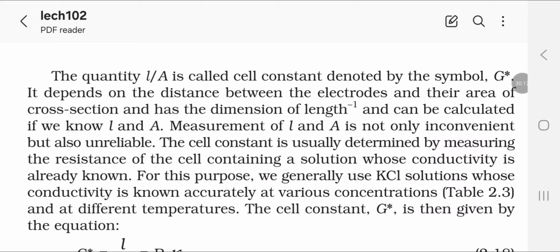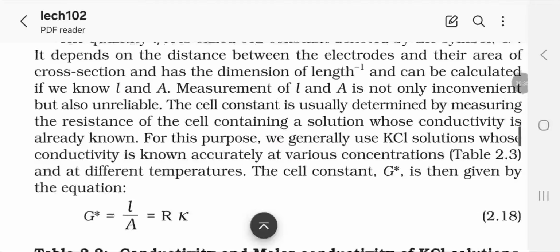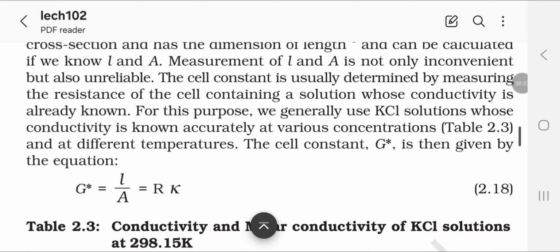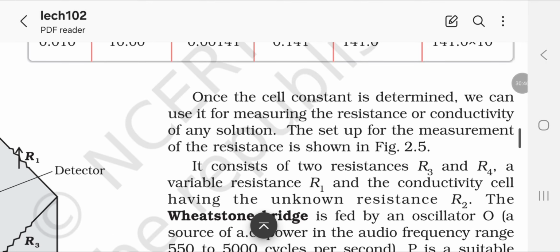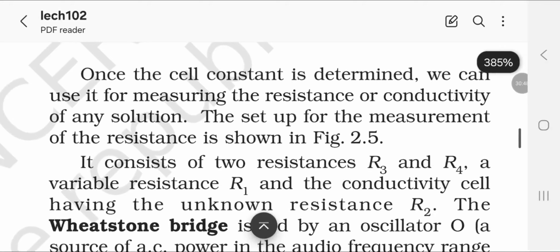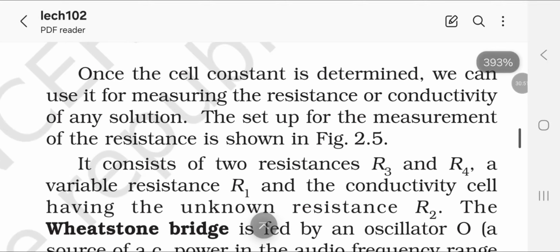Measurement of L and A is not only inconvenient but also unreliable. The cell constant is usually determined by measuring the resistance of the cell containing a solution whose conductivity is already known. For this purpose, we generally use KCl solutions whose conductivity is known accurately at various concentrations and at different temperatures. The cell constant G* is then given by the equation G* = L/A = Rκ. Once the cell constant is determined, we can use it for measuring the resistance or conductivity of any solution.